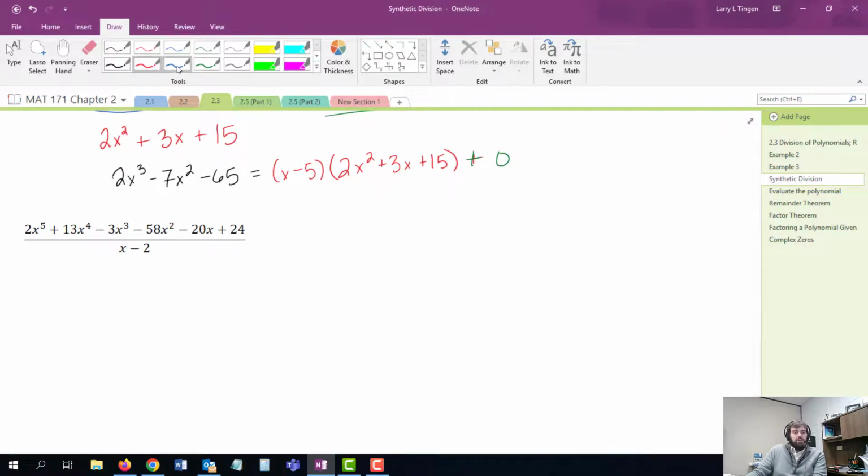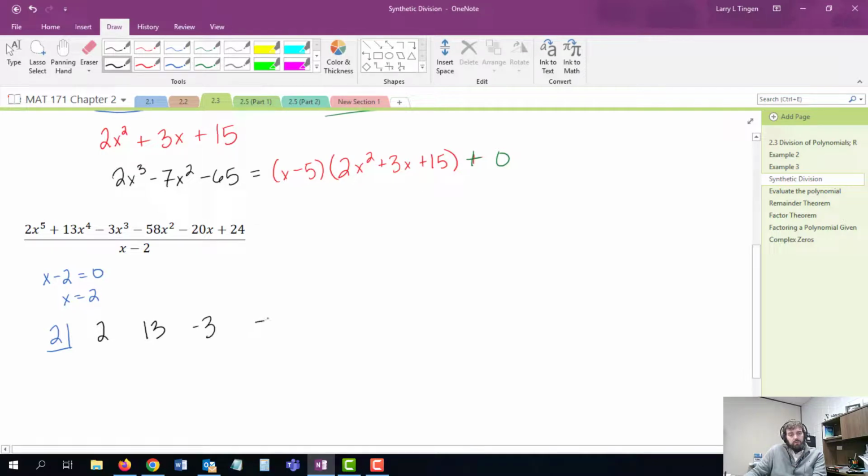That first step, take your divisor, set it equal to 0 and solve. And then that is the number that goes into the little box. Coefficients are 2, 13, negative 3, negative 58, negative 20, and 24.